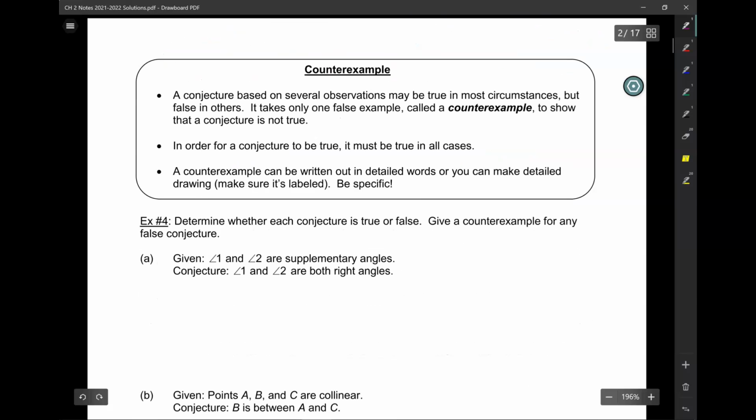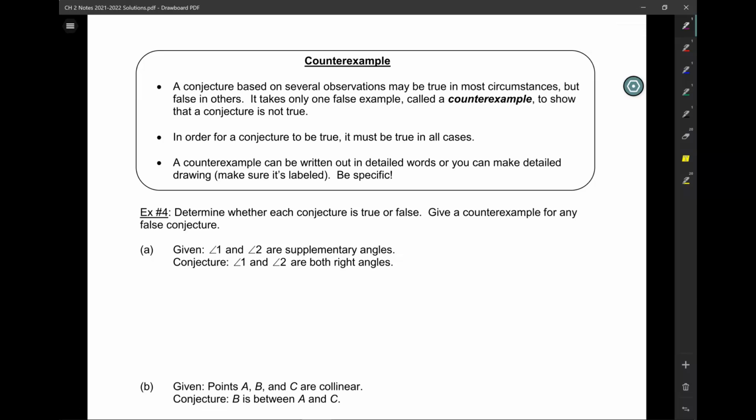Okay. All right. A counterexample. So a conjecture is based on several observations, right? And it may be true in a lot of circumstances, but it might be false in some other circumstances. In order for you to say that a conjecture is false, all you need is one example.